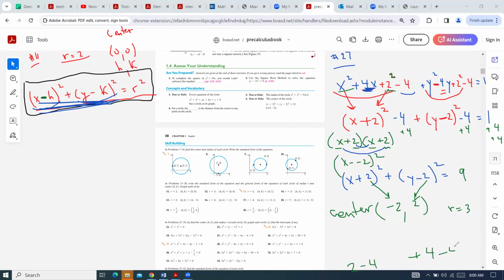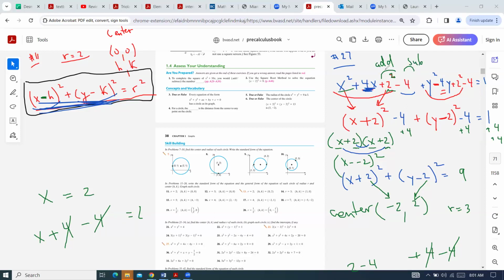Well, if I add 4, I must subtract 4. So that's why I don't change the equation. So if I have the equation x is equal to 2, I can add 4 to it. But in order not to change the equation, I must also subtract 4. So that way, equations stay the same. In other words, you add, and then you have to subtract.